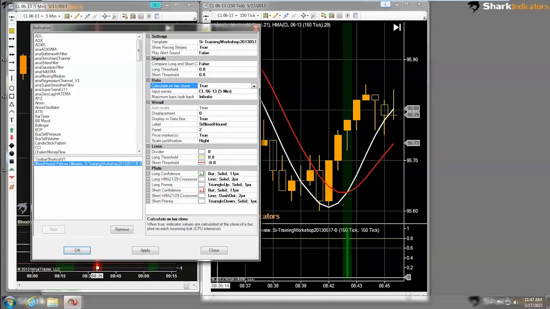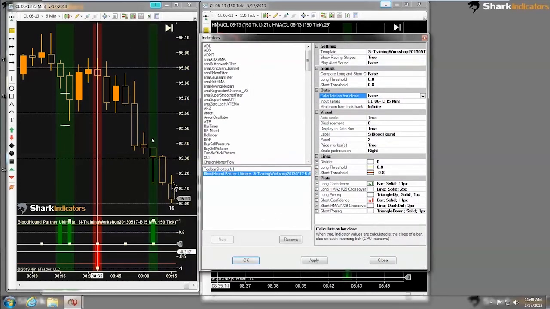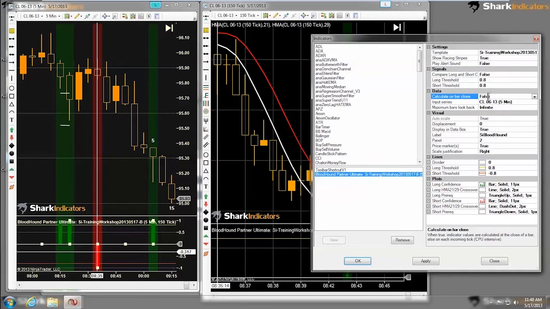So what that says is that NinjaTrader calculates when the bar closes. So once the bar closes, the indicator is calculated when that bar closes. And so any open bar, any bar that's open and still building, NinjaTrader doesn't do any calculations with that bar that is in the process of being built. Now if you set this to false, then what happens is NinjaTrader would work on the current bar that's being built.